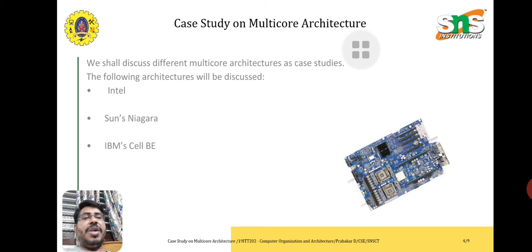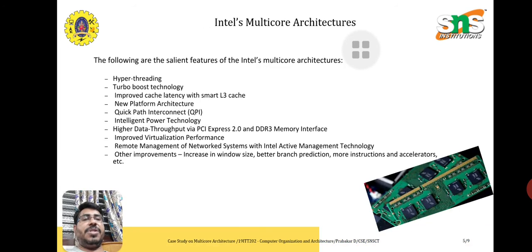Now let us enter into the topic, the case study on multi-core architecture. Some companies provide multi-core architecture processors, like Intel, Niagara from Sun Systems, and IBM Cell BE. Now we focus only on Intel systems, the Intel multi-core architecture. Here we have listed the salient features of the Intel multi-core architecture.